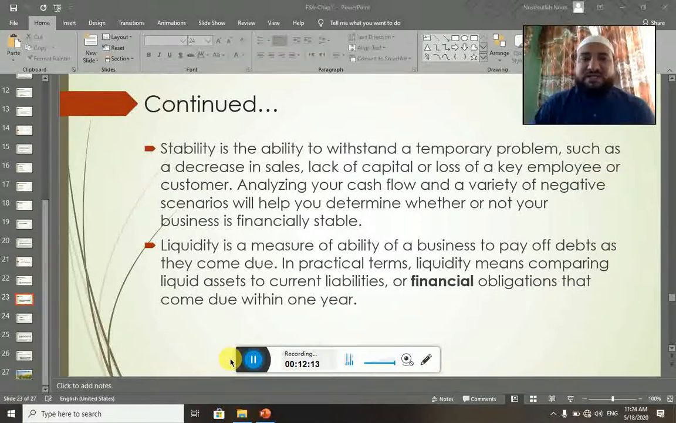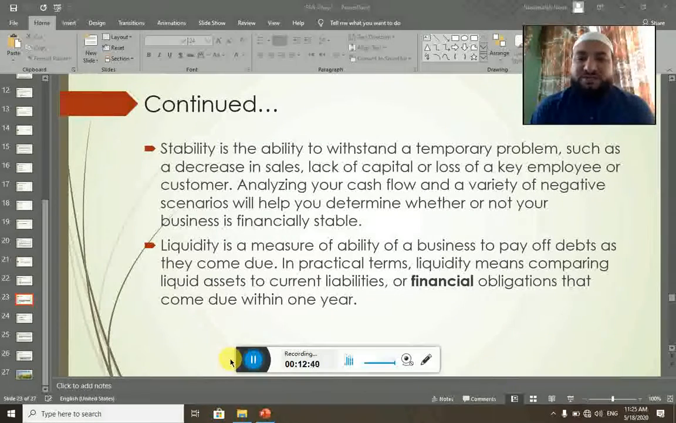So basically, stability is the ability of a business to handle tough situations in a very good way without having any significant or negative effect on it, right? So that's called stability. Liquidity is the ability of a business to pay for debts as they come due.